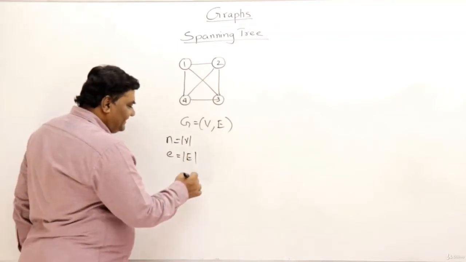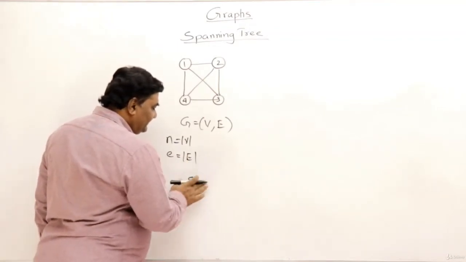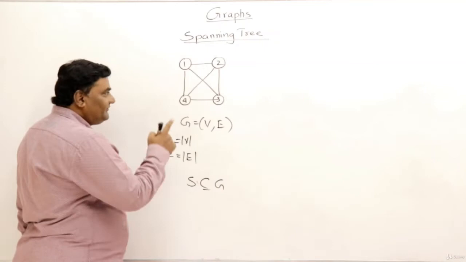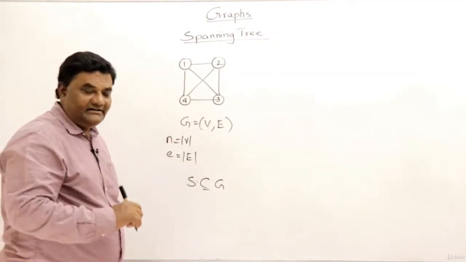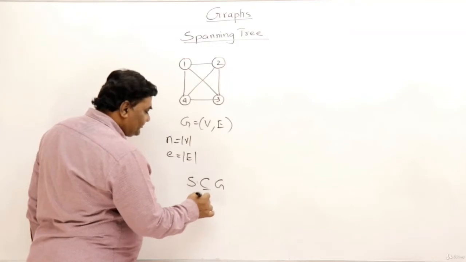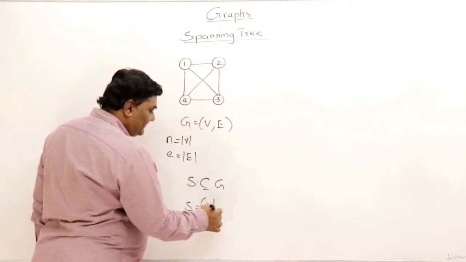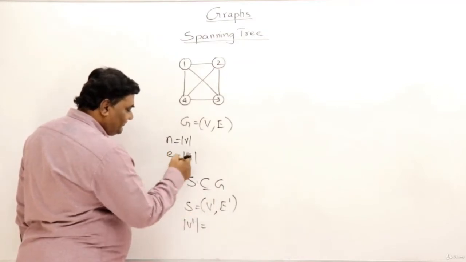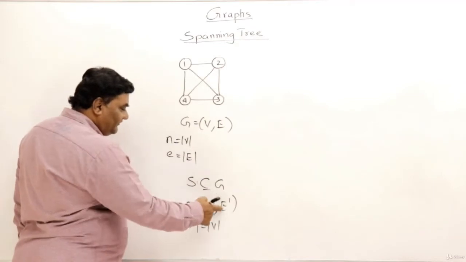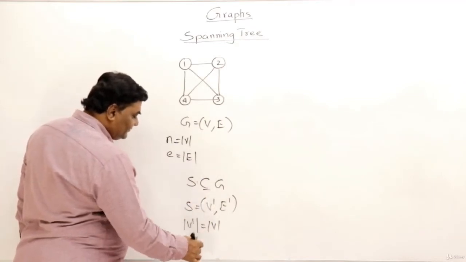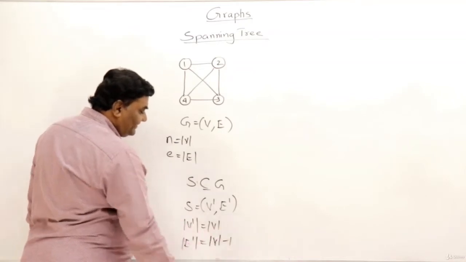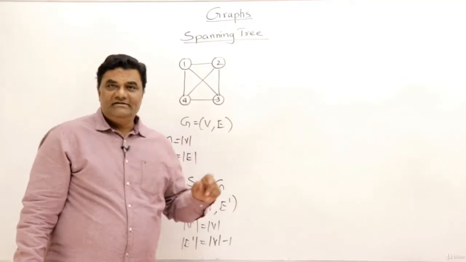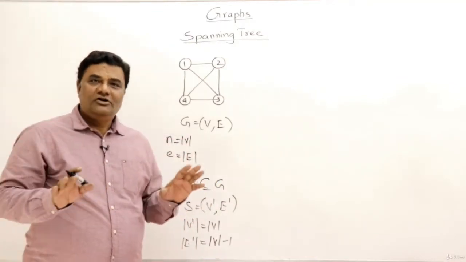Now what is a spanning tree? If I say S is the spanning tree, then it is a subgraph of the graph. We can find a spanning tree only if the graph is connected. This spanning tree should have the same set of vertices, and the number of edges should be equal to the number of vertices minus 1, total vertices minus 1. And there should not be any cycle. So these were all formal definitions.